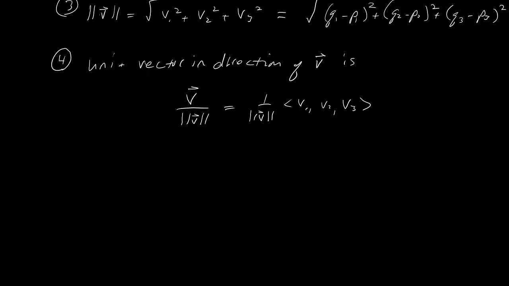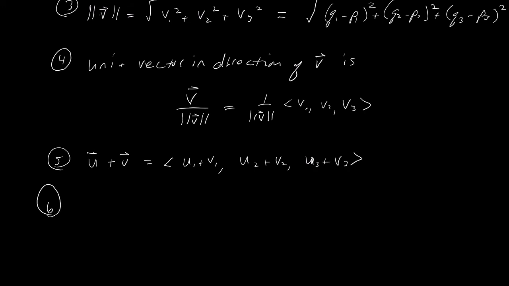Okay, addition of vectors, u plus v, you just add the components, so this is u1 plus v1, second component u2 plus v2, third component u3 plus v3. And finally, scalar multiplication, c times our vector is just going to be cv1, cv2, cv3. Okay, so there are our properties for vectors in R3. Very much the same as what we saw in R2. It's just being expanded into that third dimension.